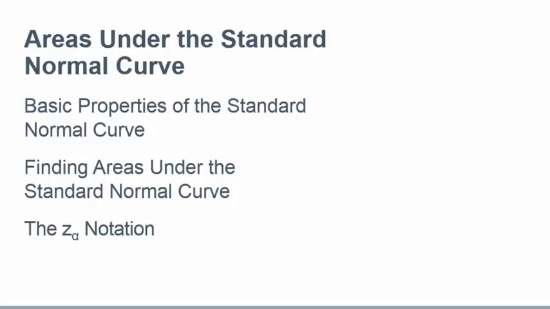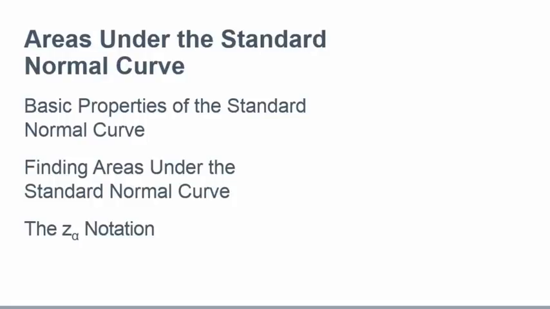Finding areas under the standard normal curve. If we have a left-tailed curve, then we can use our z-scores to locate the area. If it's a right-tailed curve, once we find the area on our standard normal table, we have to subtract that area from 1. If it is between, then we find the area for both of our z-scores, take the larger area and subtract the smaller area from it to find the area between the two z-scores.